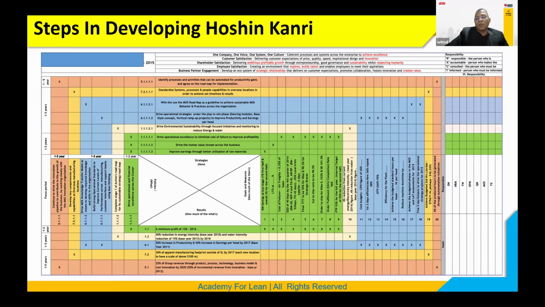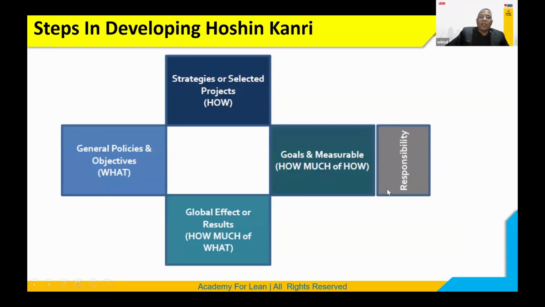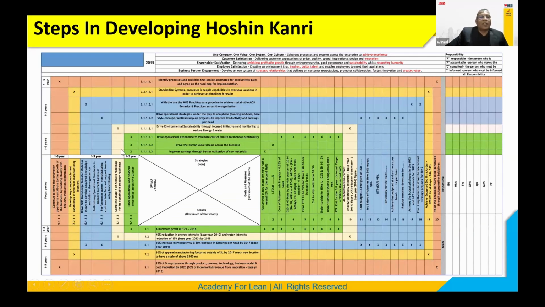This is the 2015 Hoshin we developed. So you can see the same thing. This is the format. You can see the detailed one here. You can see here the policies. This is the high level goal, and these are the strategies. These are your KPI. These are the responsibilities. So this is something called Hoshin.